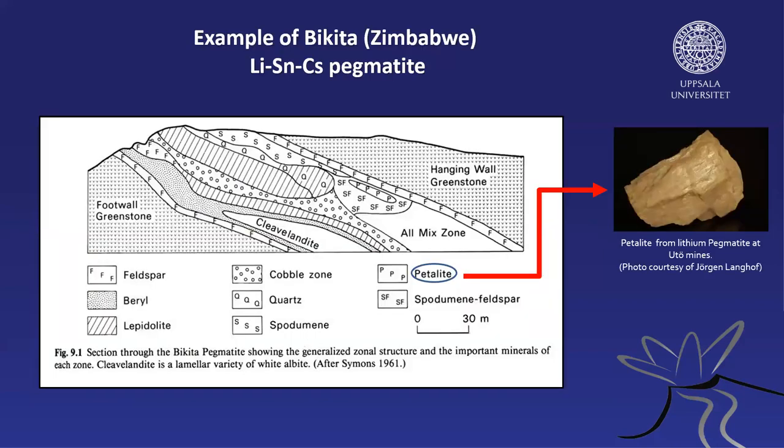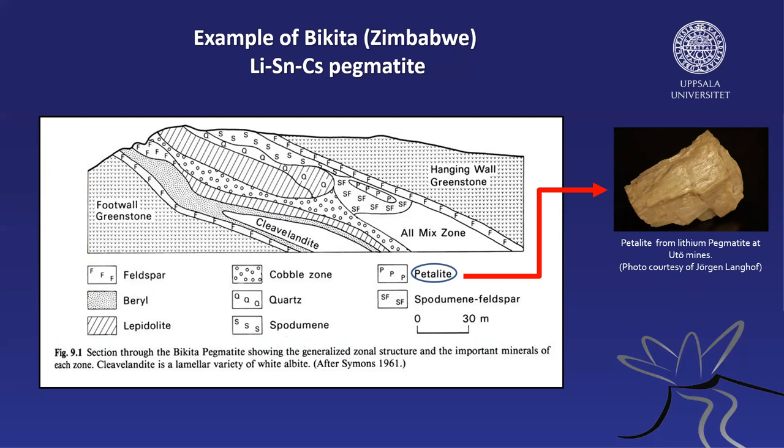So I show you a quick example of a pegmatite deposit. That's the example of Bikita in Zimbabwe. It's actually a lithium tin cesium pegmatite. And this is basically, on this sketch, how it looks like in cross section.